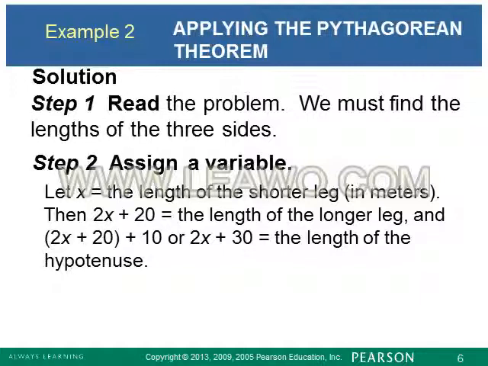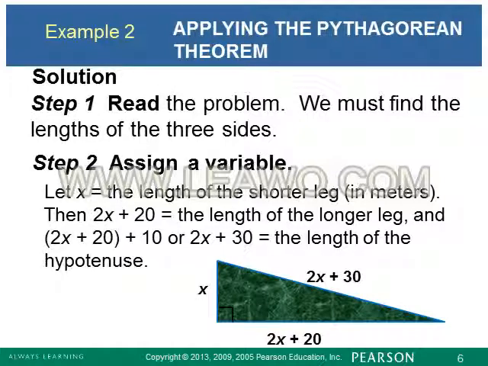Therefore, when we read the sentence that compares the longer leg to the shorter leg, that's how we end up with 2x plus 20 to represent the longer leg. And then if the hypotenuse is 10 meters longer than the longer leg, obviously we have to add 10 to the 2x plus 20. And that would give us these values.